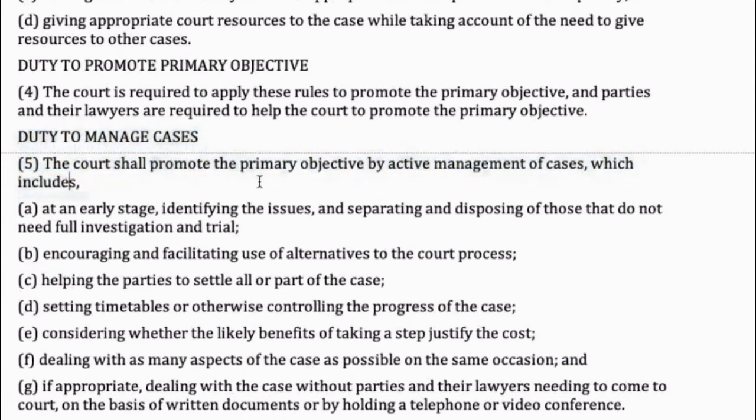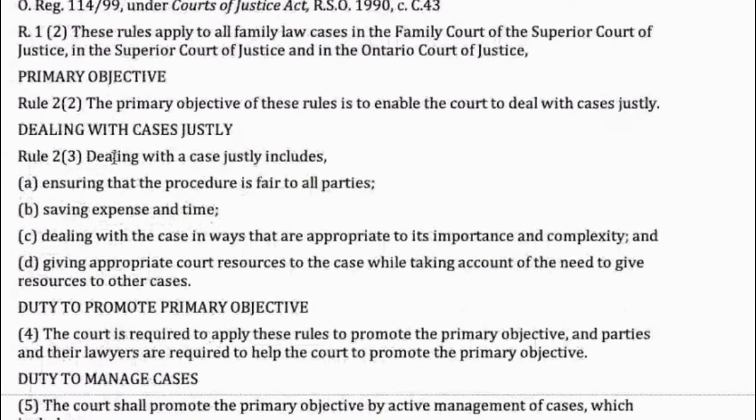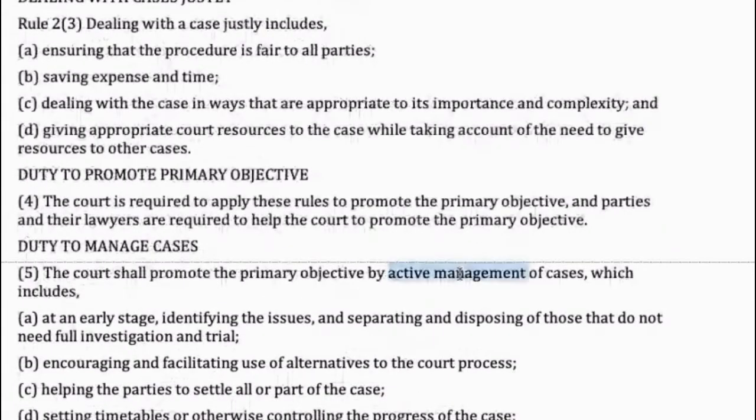The courts will promote the primary objective. Primary objective is dealing with cases justly, and the court's going to promote that through the active management of cases. So that means that the principle of party control is restricted even further in family law, in family court procedure, right? And judges are going to be more active than they would be under the rules of civil procedure in structuring the process and trying to make sure that it does justice in a proportionate, relatively quick way. More judicial intervention, right?